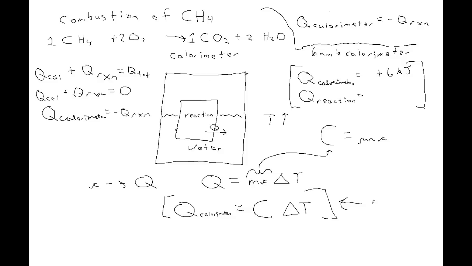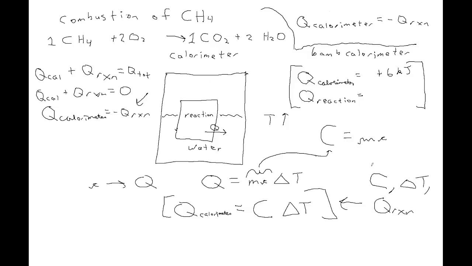We want to use our previous work. Q calorimeter is equal to negative Q of the reaction. Now that's a true equation, but that doesn't involve these other variables here. What I want is an equation that does not have Q for the calorimeter, but does have Q for the reaction, and also has capital C and delta T. So what's an equation that we could write about capital C, delta T, and Q for the reaction?